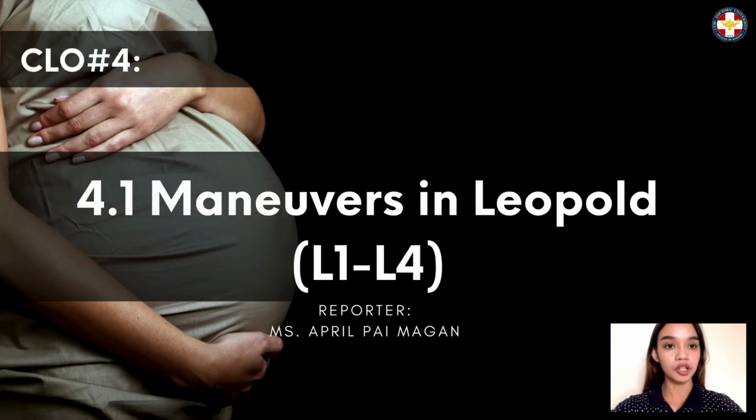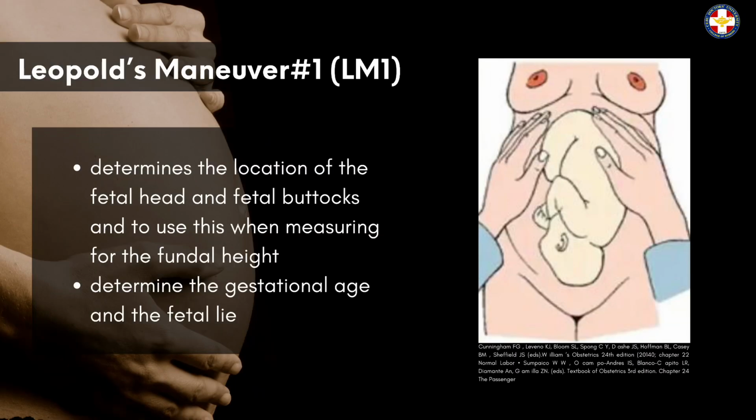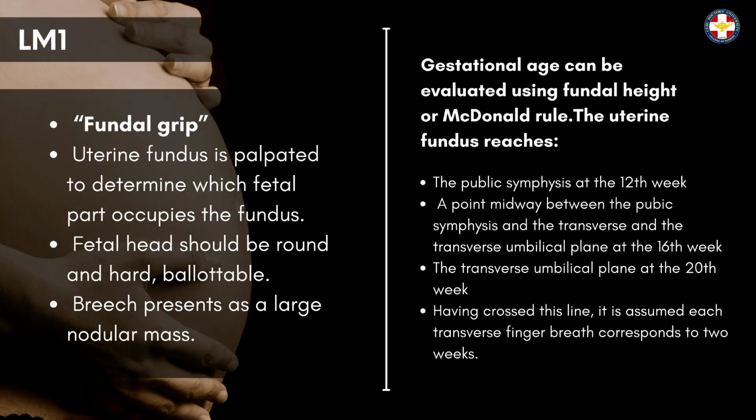Magan and I will be discussing the maneuvers in Leopold. For the Leopold's maneuver number 1 or LM1, it determines the location of the fetal head and the fetal buttocks and is used when measuring for the fundal height. It also determines the gestational age and fetal lie. The first maneuver is also called the fundal grip.